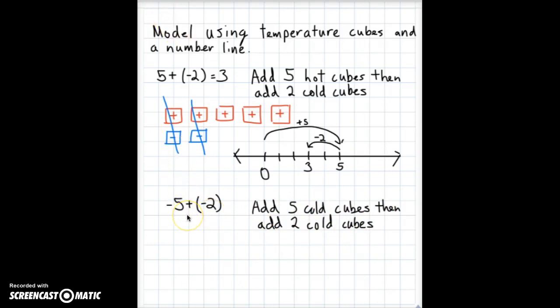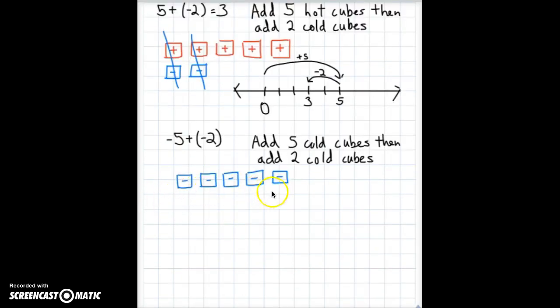Here's what it looks like using a temperature cube diagram. First, I add the 5 cold cubes, and then I add the 2 cold cubes. Now there's no 0 pairs that create 0 temperature change, so we can simply count how much cold we have, and that's 7 cold, which makes negative 7. And so the sum is negative 7.